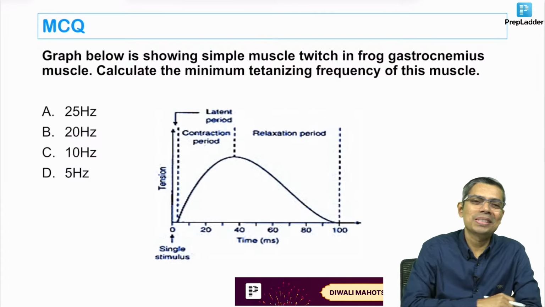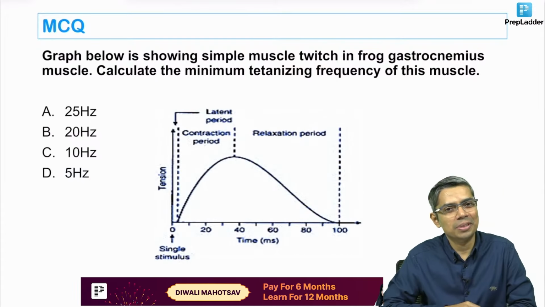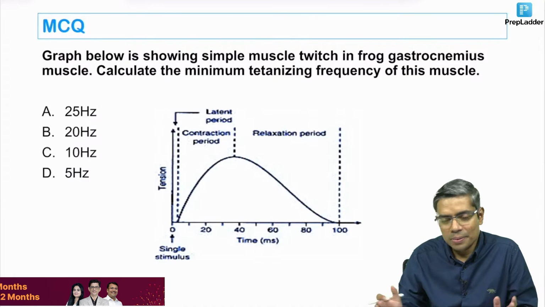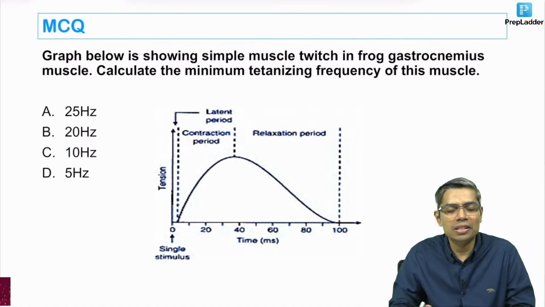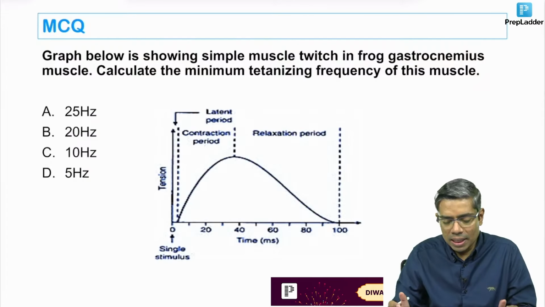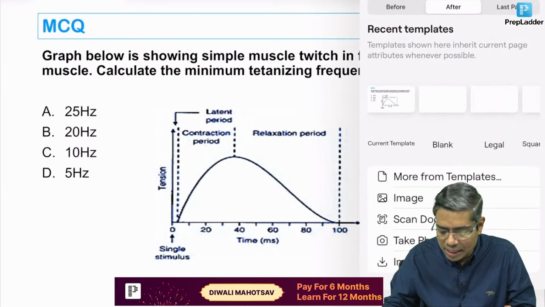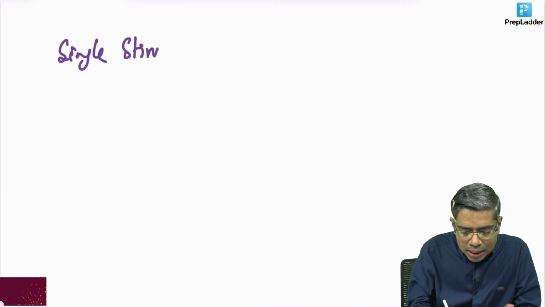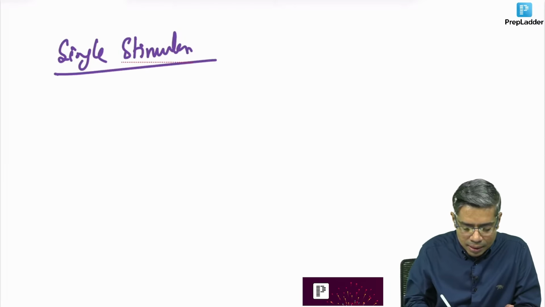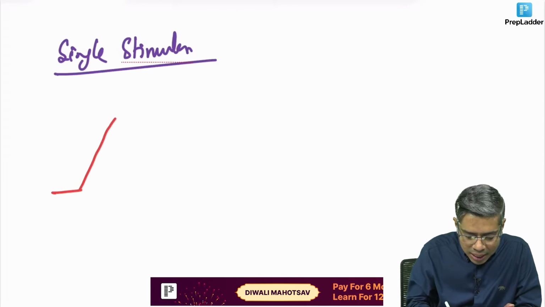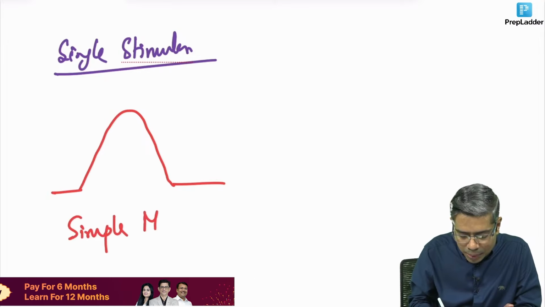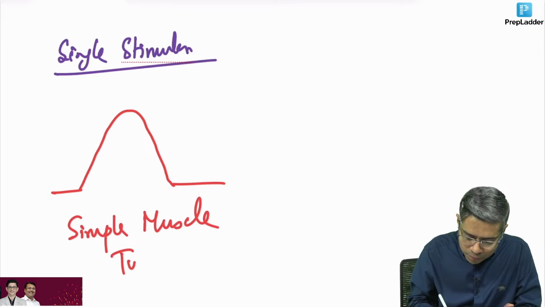Next, the next question is again an INI-CET favorite question, I should say. Because from 2015 onward, if you study the last 10 years of questions, this question has been asked multiple times. So what is tetanization of skeletal muscle contraction? If you give a single stimulus to a skeletal muscle, then the skeletal muscle will contract and it will relax. This is known as a simple muscle twitch.